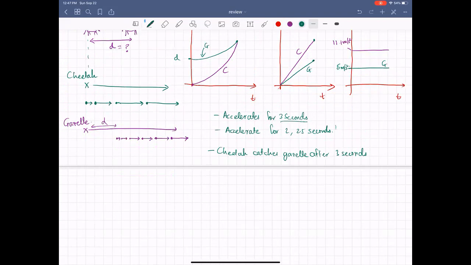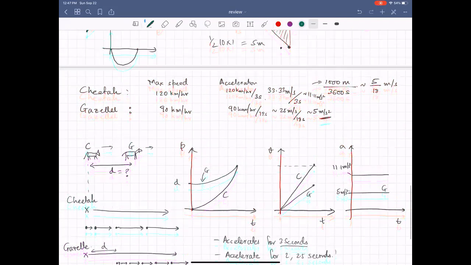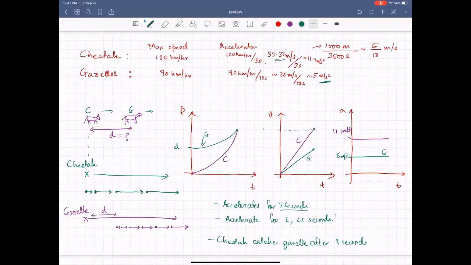If the cheetah catches the gazelle after 3 seconds, then we also know what that velocity should be, right? We've calculated it up here. That should be 33.33 meters per second. Now, at this point, you are free to use kinematic equations, or I will just use the graph over here because I know what that is. So it's 33.33 after 3 seconds, right? And so the cheetah travels a total distance of, again, this length is 33.33.